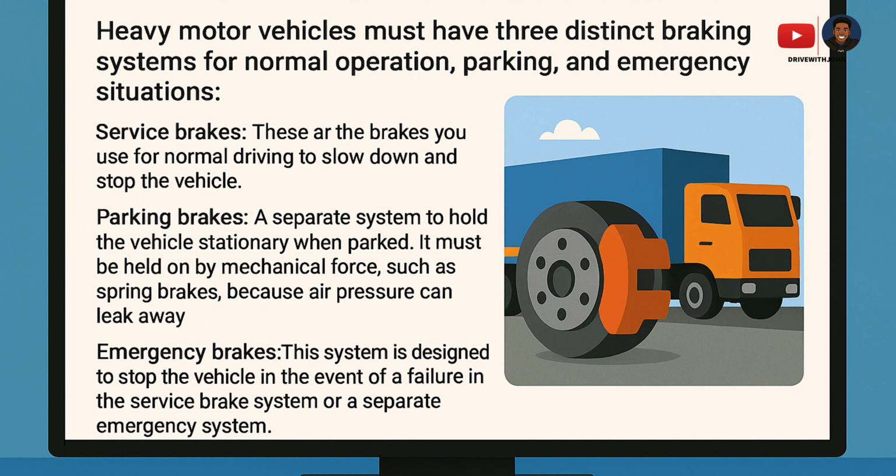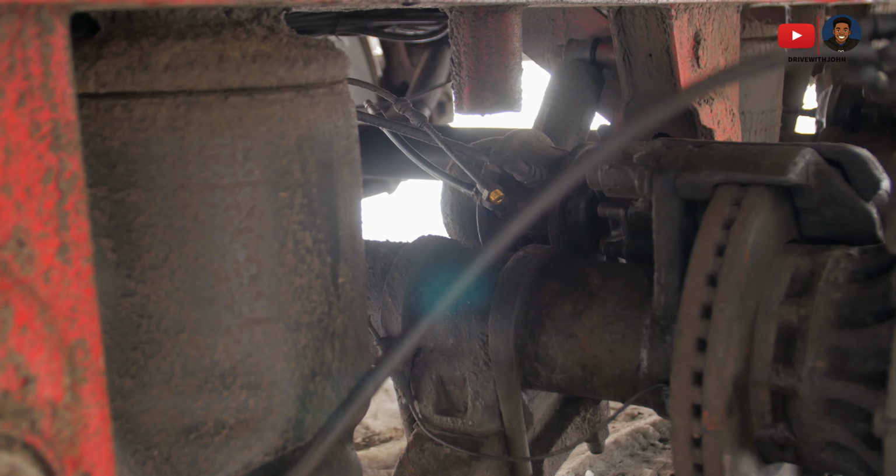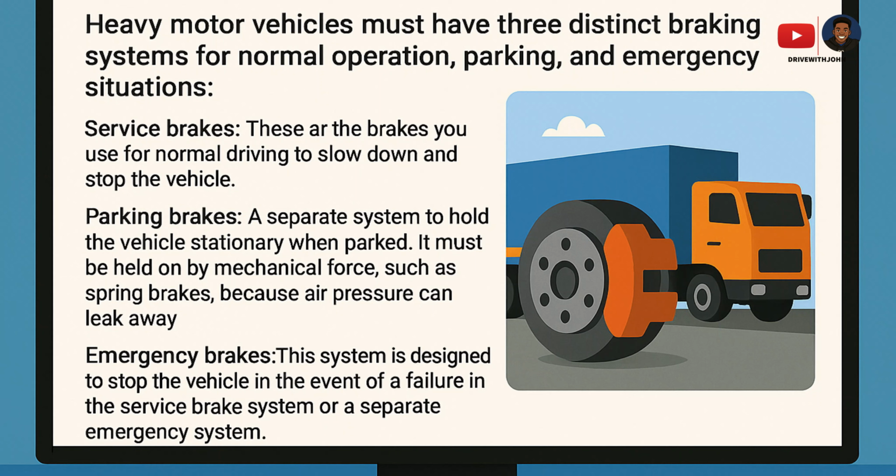Why? Because they're heavy vehicles. It's not a normal vehicle that you can just press your foot brake and there you stop. The first type is service brakes. These are the brakes you use for normal driving, to slow down and to stop the vehicle. So it's only to slow down and stop. The parking brakes are a separate system to hold the vehicle stationary when parked. It must be held on by mechanical force, such as spring brakes, because air pressure can leak away.